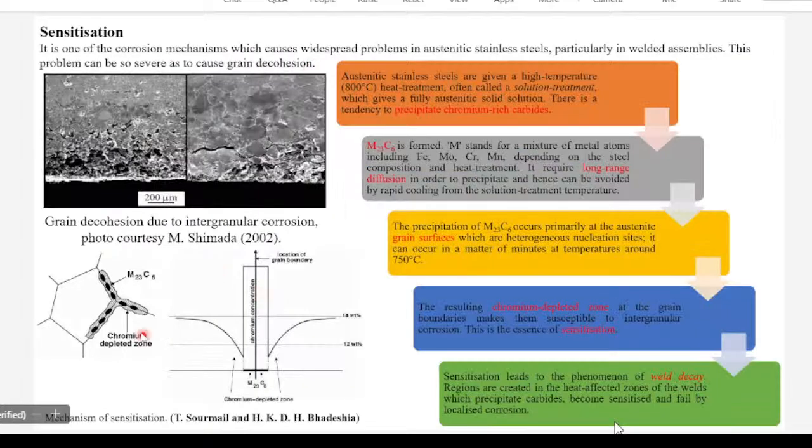Sensitization is where chromium carbide formation occurs at the grain boundaries. You can see this is the grain boundary, and chromium carbide formation is highest here. But adjacent to the grain boundaries, you can see the chromium depletion zone. These zones are the weakest zones against corrosion. So at this point, the cracks will be formed, adjacent to the grain boundaries, and transgranular corrosion will affect the material. That is deteriorating the material. So this is not good.